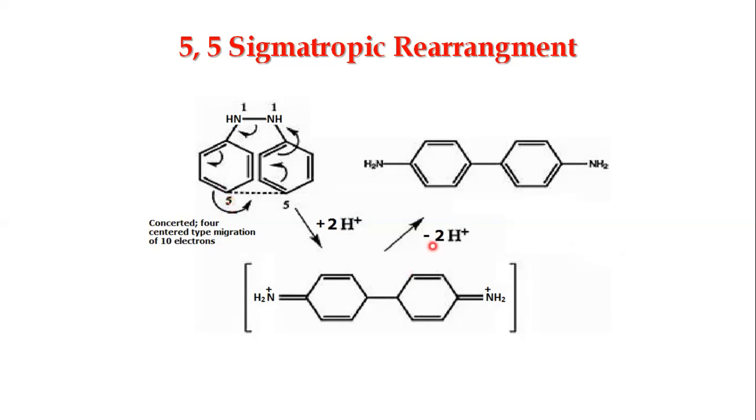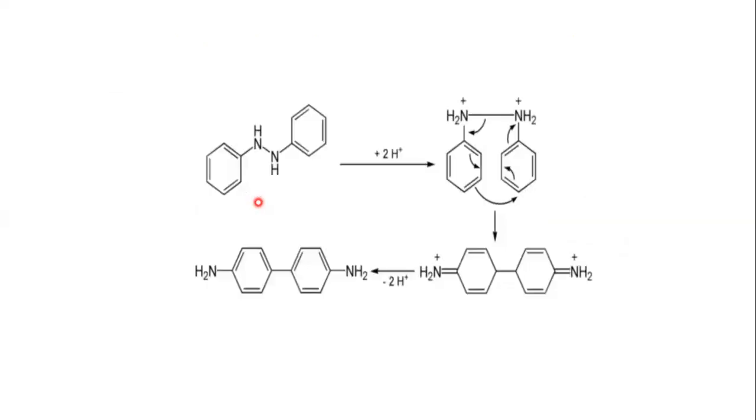Now, after loss of the 2 hydrogen ions, we shall get this final compound. So this is the benzidine, and a concerted 4-center type of migration of 10 electrons takes place, and we shall get this molecule from the benzidine. We can also see here, this is the benzidine.